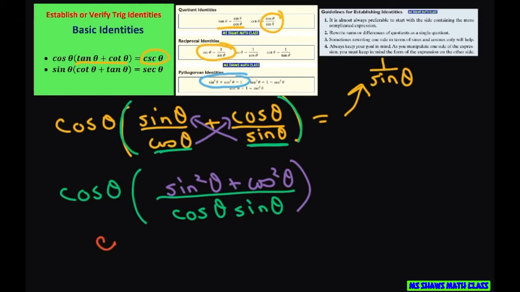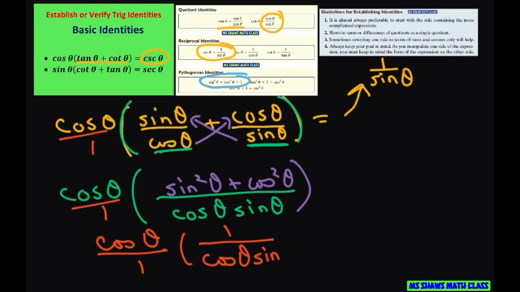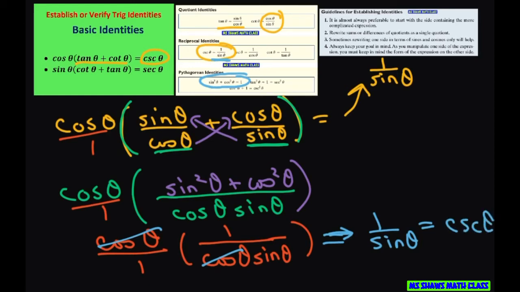We're going to write cosine of theta. I'm going to go ahead and put this in fraction form, divided by 1. And this is going to be 1 divided by cosine of theta sine of theta times sine of theta. Now, these cancel. And so when you multiply this through, you're going to get 1 divided by sine of theta, which equals cosecant of theta, which is what we wanted.